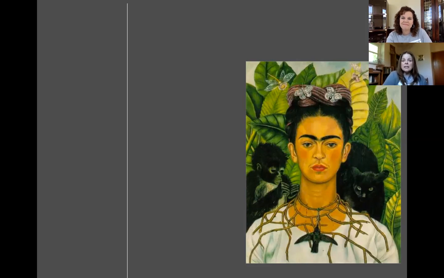So, like you said, I did a lot of research on Frida Kahlo, and I used that research to help me interpret the symbols. I learned that Frida Kahlo was born and raised in Mexico, and her culture was very, very important to her. So a lot of the symbols that we see in her picture are representative of her culture. So I see the monkey, and the monkey represents a gift from her husband. So I think the monkey is indicative of her husband and her love for her husband.